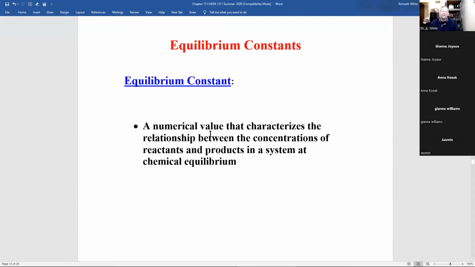Now, when we talk about chemical equilibrium, there's an important concept, and that's called the equilibrium constant. And the equilibrium constant, and I'll never ask on a test what an equilibrium constant is, is a numerical value that characterizes the relationship between concentrations of reactants and products in a system at chemical equilibrium. Wow, I better take a drink after saying all that.